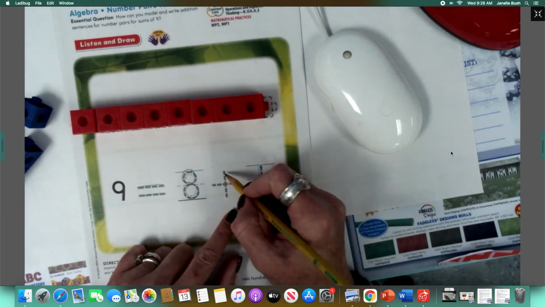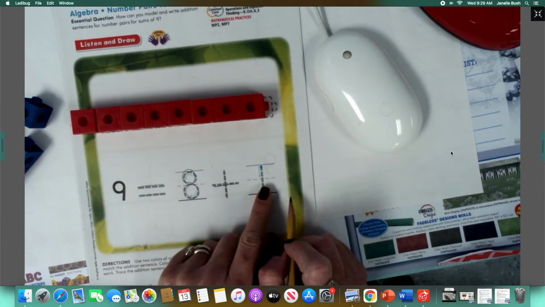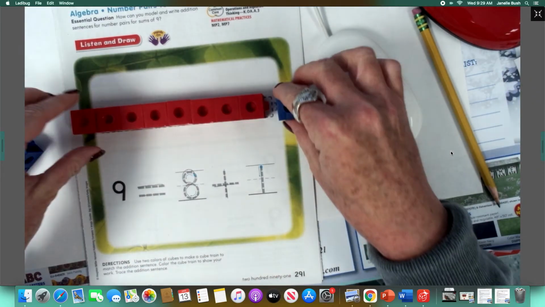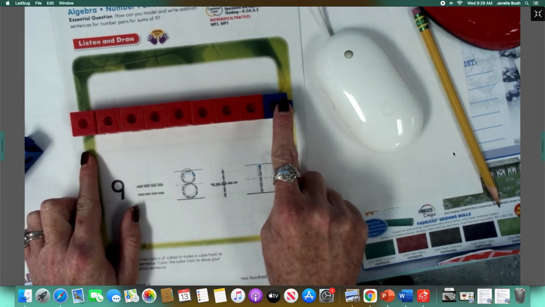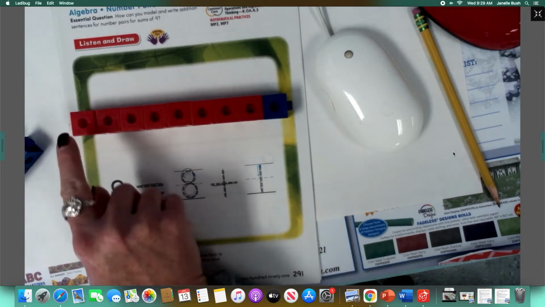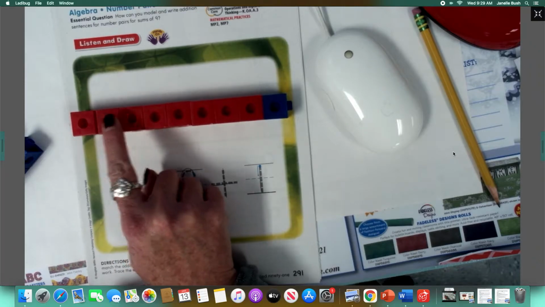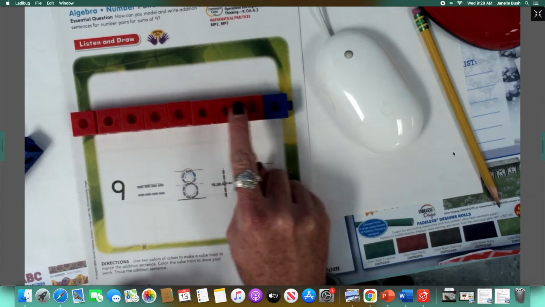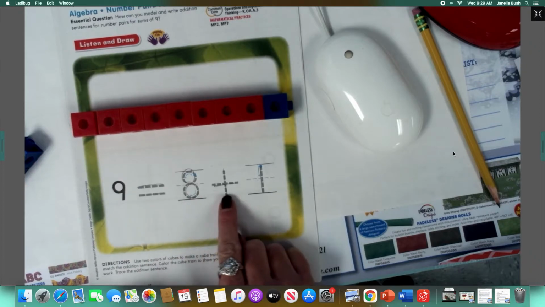Now, if we have 8 red cubes, how many blue cubes do we need to have to make 9? Yes, we need 1 blue cube. So everybody trace the 1, and Miss Janelle's going to add 1 blue cube. So we have 8 red and 1 blue. Now we're going to count all the cubes and find out how many we have all together. Starting with the first cube, ready, set, go. 1, 2, 3, 4, 5, 6, 7, 8, 9. So 9 equals 8 plus 1.